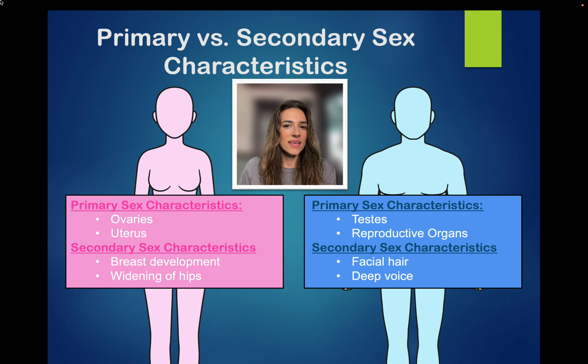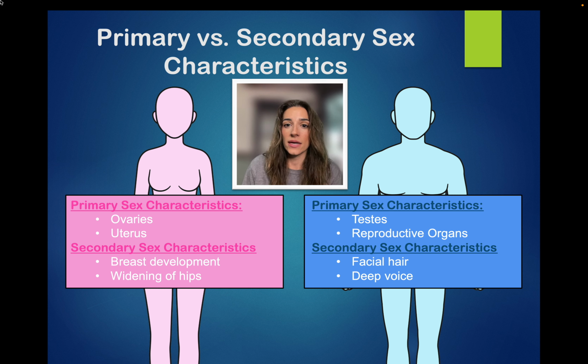Now that we've covered sex organs, let's look at primary versus secondary sex characteristics, which help us understand how the body matures for reproduction. Primary sex characteristics are the organs directly involved in reproduction. In females, ovaries, uterine tubes, the uterus, and vagina, which help produce and transport the eggs, support implantation, and allow for childbirth.